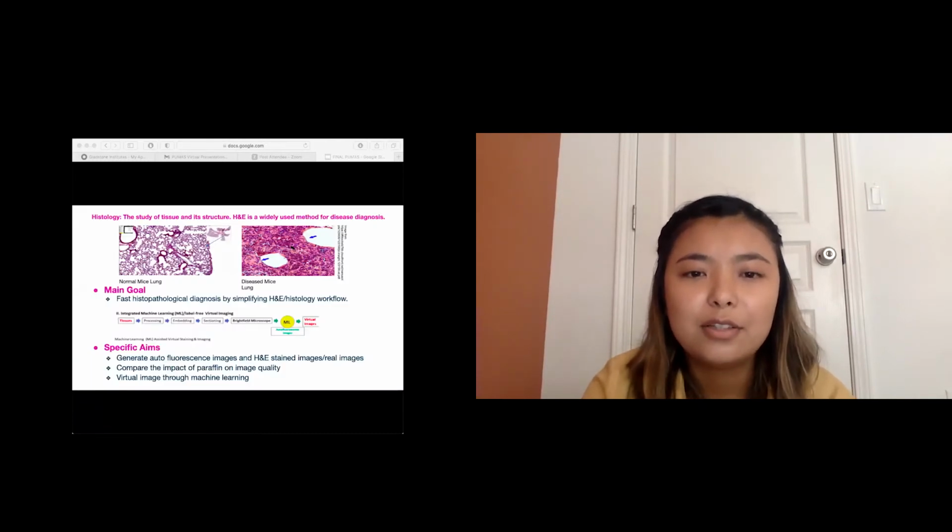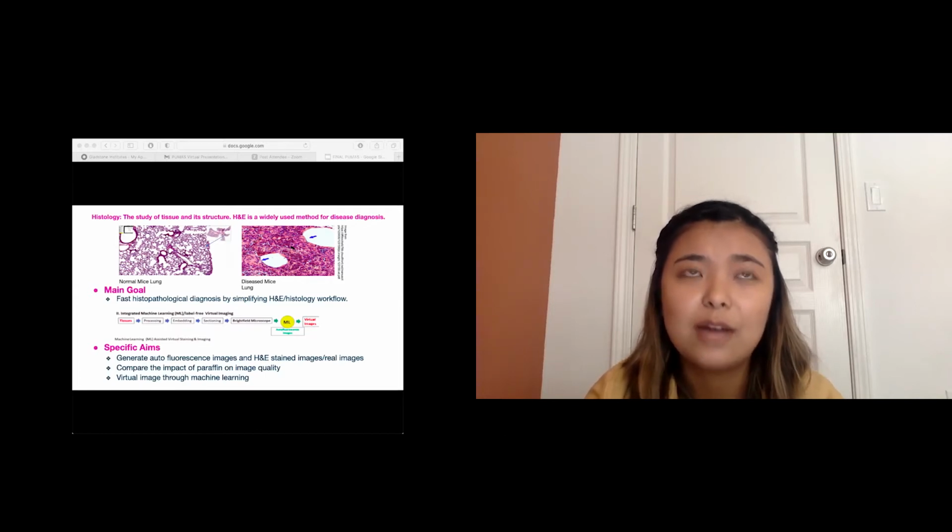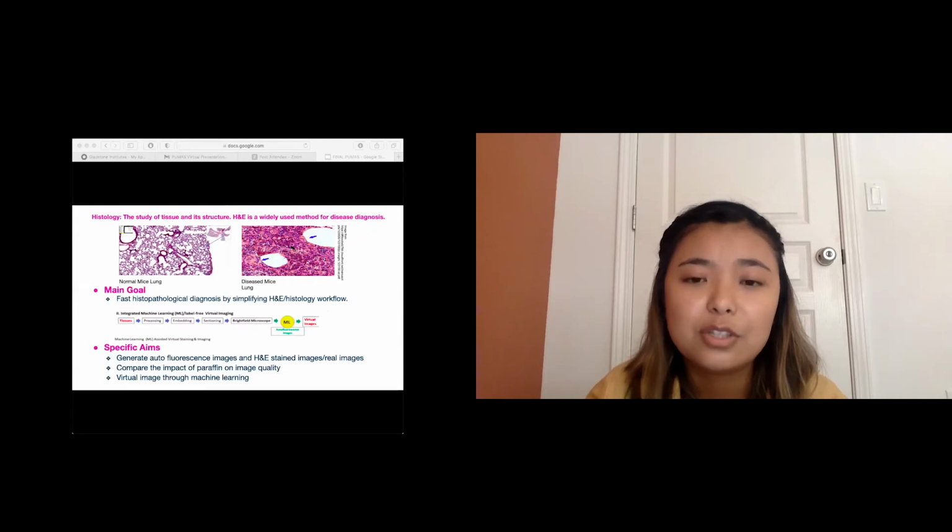Before I talk about the histology workflow, I would like to talk about histology itself, which is the study of tissue and its structure. Within histology, we have H&E staining, which is a widely used method for disease diagnosis. Here we can see on the left a H&E stained normal mouse lung, which has more open air sacs and is less compacted compared to the one on the right. We can see how H&E staining can be used to display the underlying tissue morphology for further analysis.